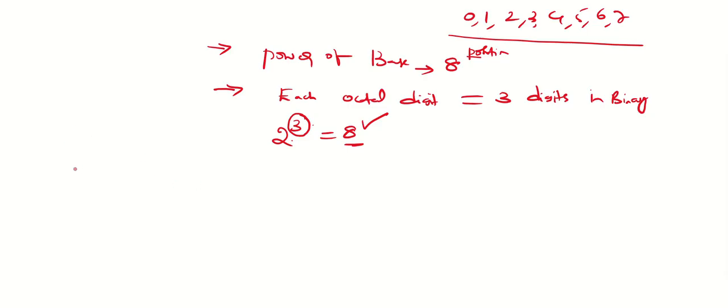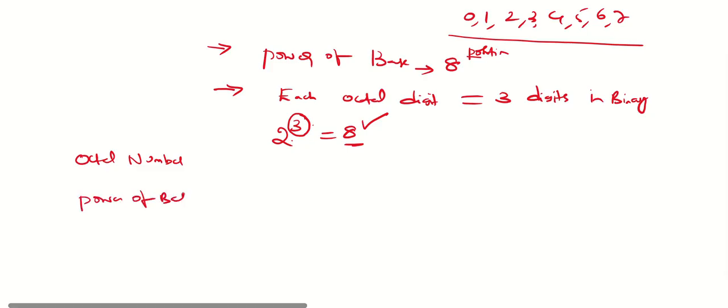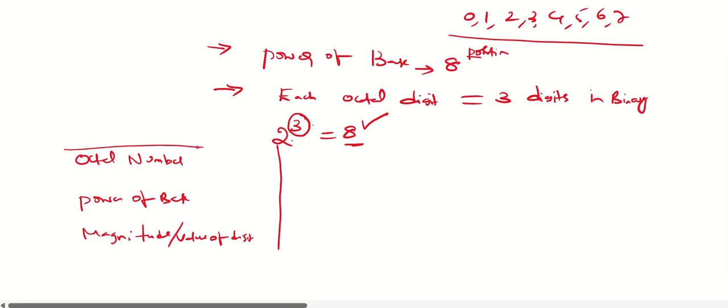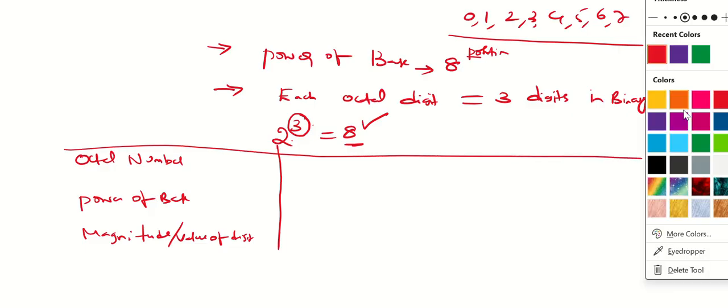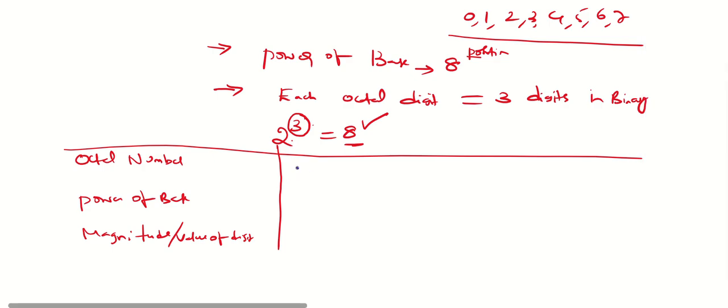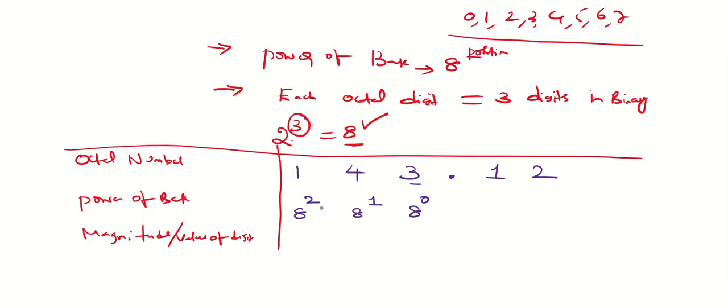Let's see how to find the value of an octal number. You can do it the same way. The first is the octal number, the second is the power of base, and the third is the magnitude, or value of each digit. Take a number like 1 4 3 point 1 2. This is octal because 1, 4 and 3 are octal digits. For the power of base, always remember that the base is 8. The 3 is at position 0, 4 is at position 1, and 1 is at 8 power 2. Then after the point we have 8 power minus 1 and 8 power minus 2, and then you can get the value.